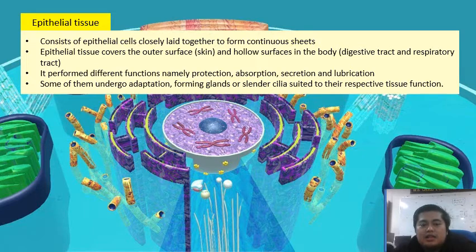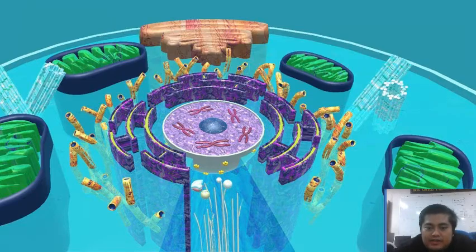So the epithelial cells cover the outer surface, skin, and hollow surfaces in the body, such as our digestive tract and our respiratory tract. So it performs different functions, namely for protection, absorption, secretion, and lubrication. So some of them undergo adaptation, forming glands and slender cilia suited to their respective tissue function.